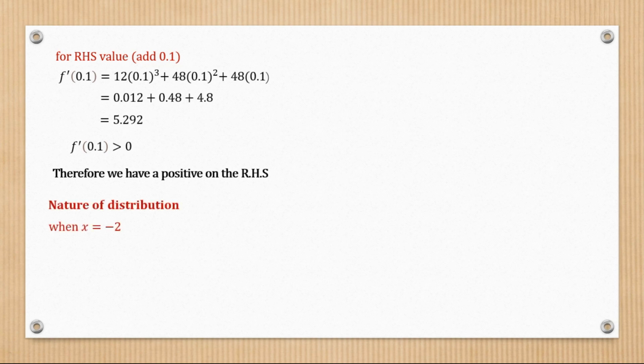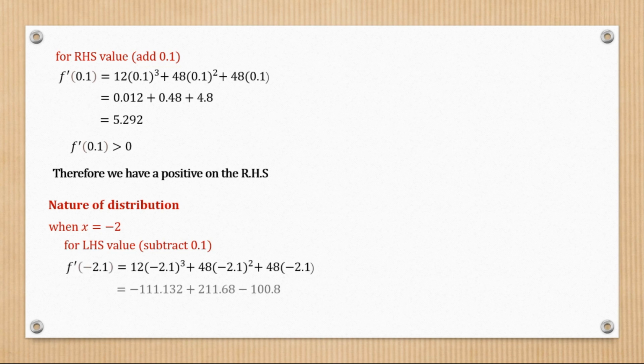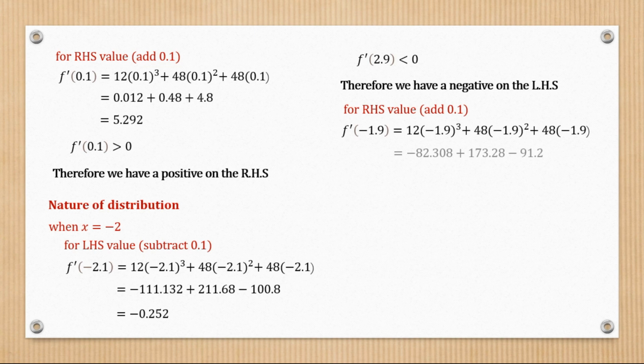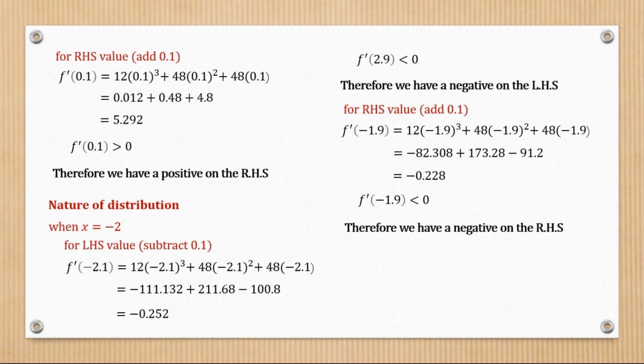So therefore we have a positive on the right hand side. Let's look at the nature of the stationary point when x is equal to negative 2. So left hand side value, I'm going to subtract off 0.1. Then I'll get negative 0.252, which is less than 0, and then we can say that we have a negative on the left hand side. Let's look at its right hand side value at 0.1. So what I'll have is negative 0.228. Now this value is less than 0, so therefore we have a negative on the right hand side.